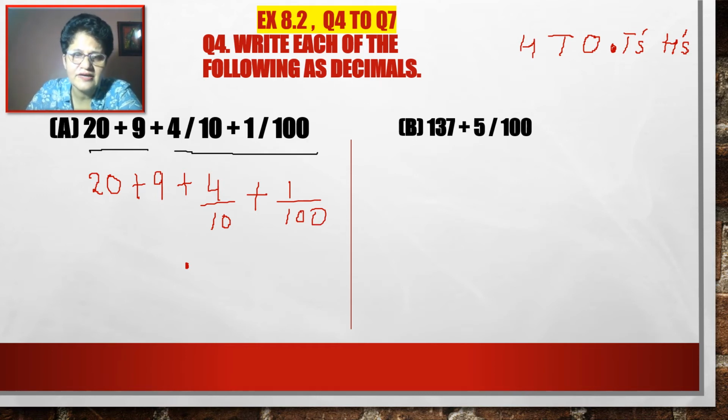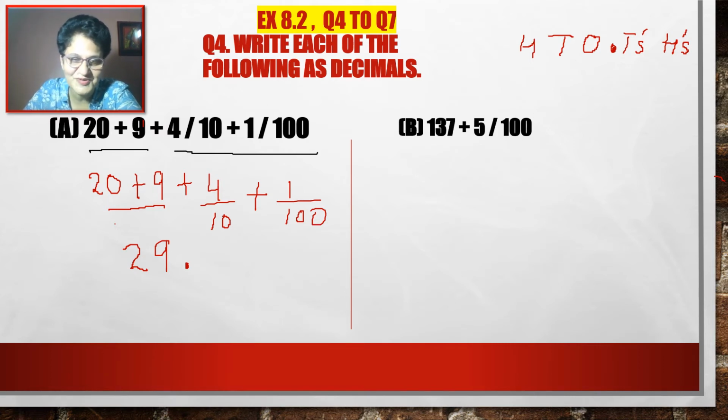So what will I do? I will add the whole number part of it, and the whole number here is 20 plus 9. So I write 20 plus 9, which is 29, and then 4 upon 10 and 1 upon 100, the decimal portion.